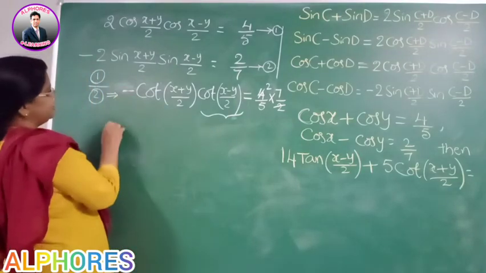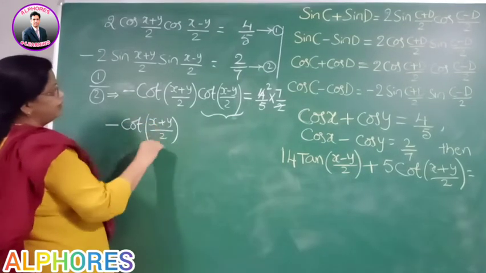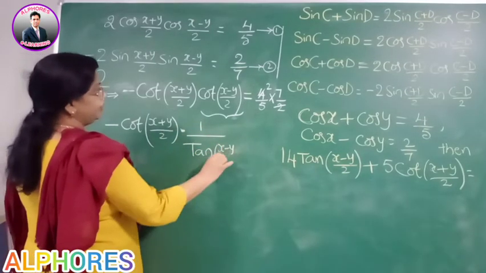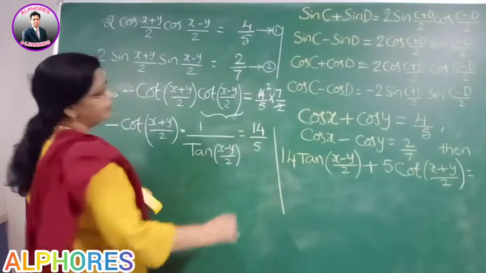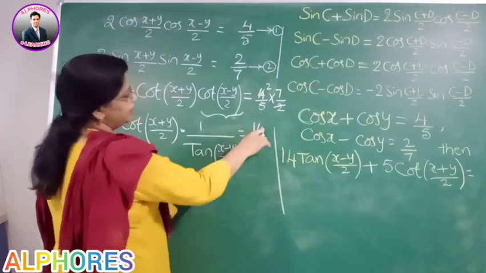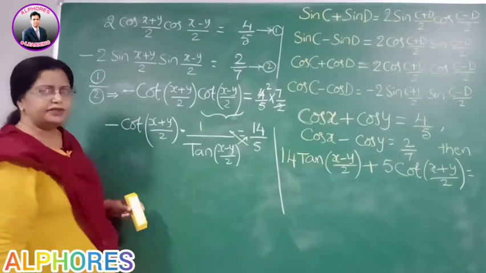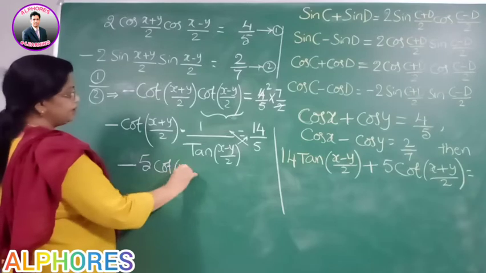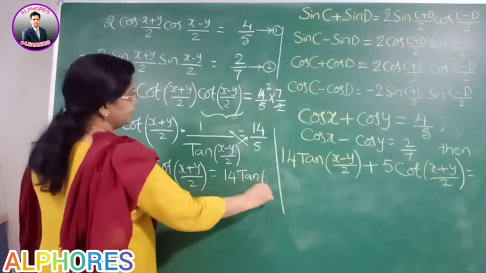Okay, now this minus symbol is there. I am not changing this cot value with (x plus y) by 2. Now let us write this value as 1 divided by tan of (x minus y) divided by 2. Thereby this is nothing but 14 divided by 5. Understand? Now what is the value here? 14 times tan. That means let us do cross multiplication. So this value and this value, let us do cross multiplication. It is minus 5 times cot of (x plus y) by 2 equal to this side 14 times tan of (x minus y) by 2.